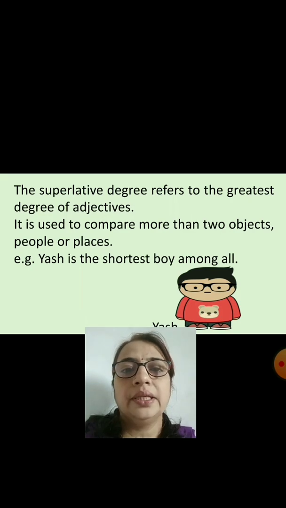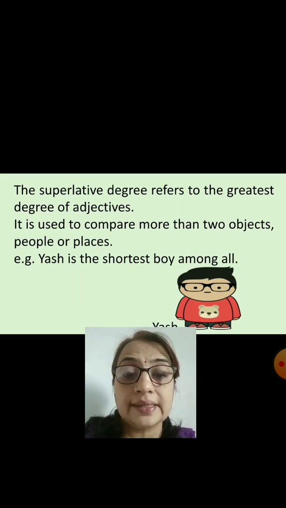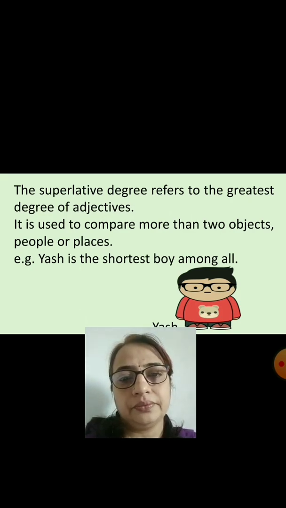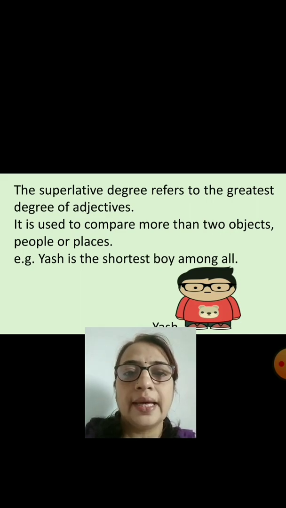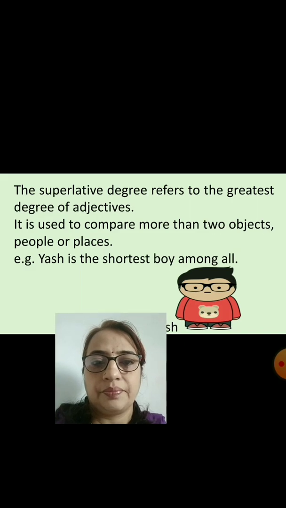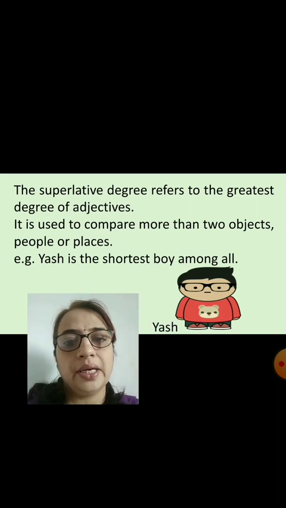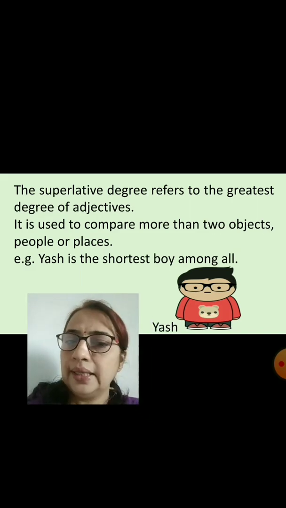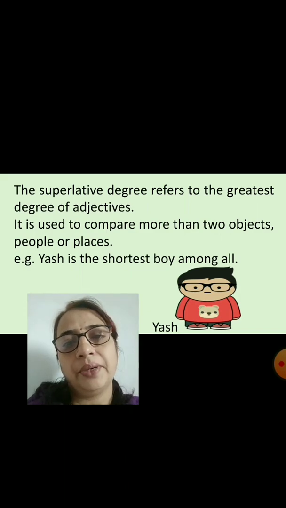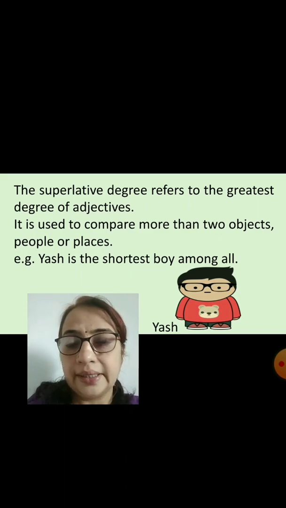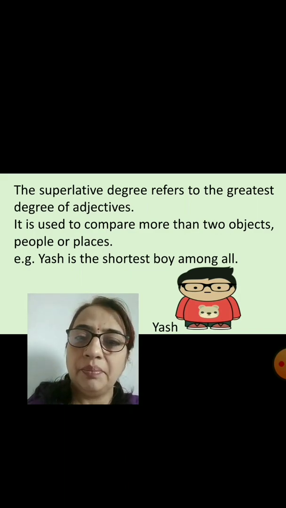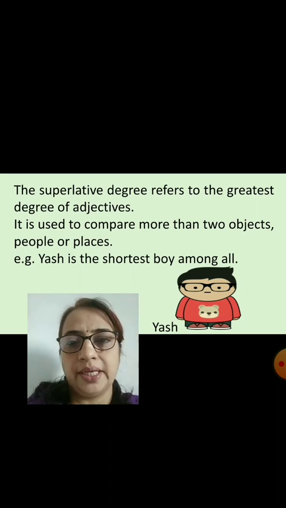The superlative degree refers to the greatest degree of adjectives. Okay, it is used to compare more than two objects. In comparative degree, we compared two objects. And in superlative degree, we compare more than two objects, people or places.